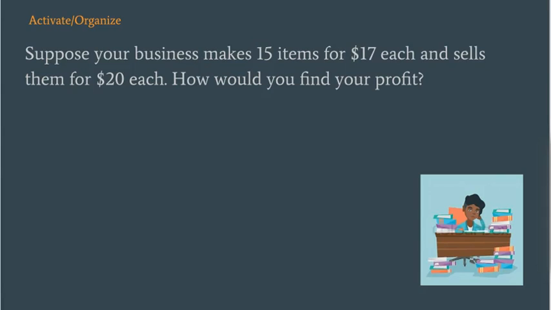Okay. So, if your business, whatever your business is, sells 15 items and it costs you $17 each, but then you can sell them for $20, how are you going to find your profit? Yeah, so what you're going to have to do is, you know that 17 is the cost. You want to find out how much you've got for your total that you make. So that'll take the 15 times the 20. That's how much money you're going to get from selling them. But then you have to subtract the cost.